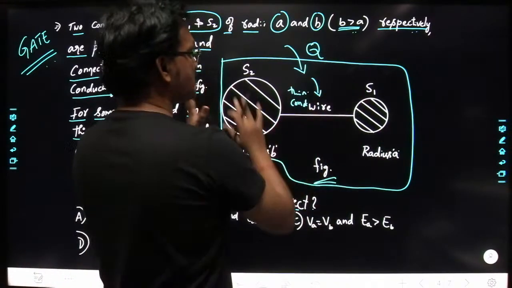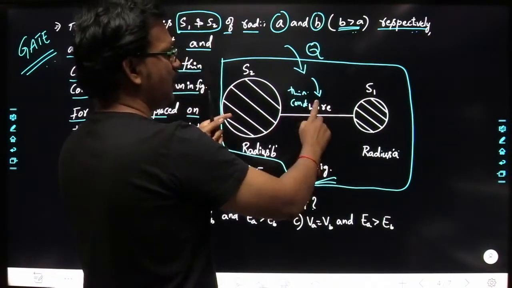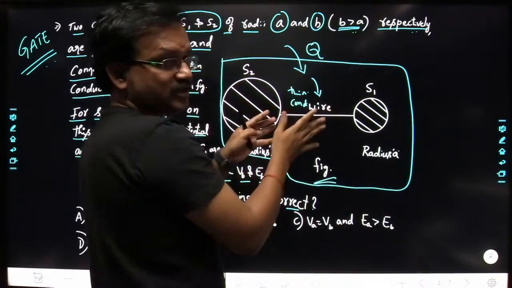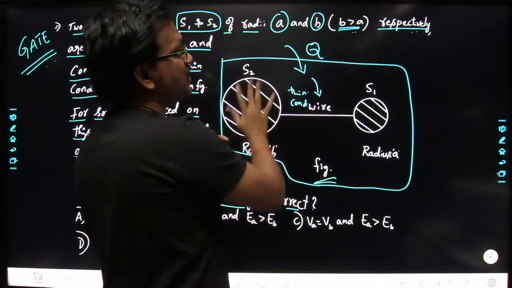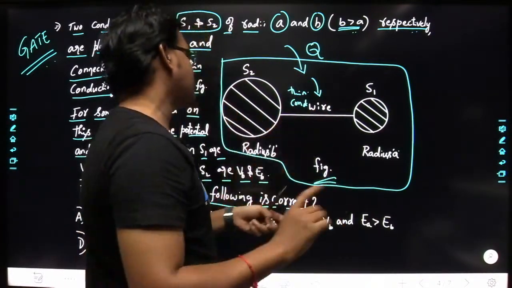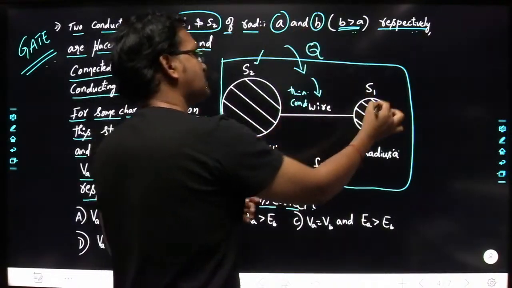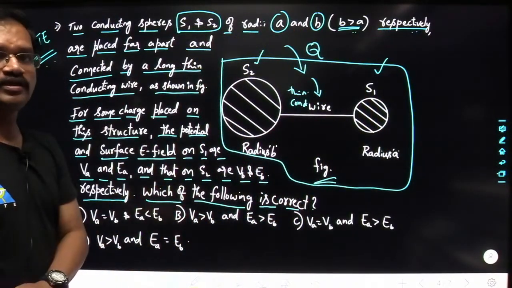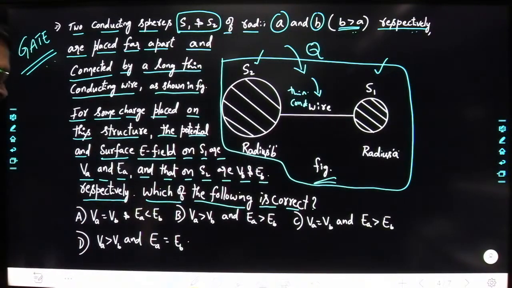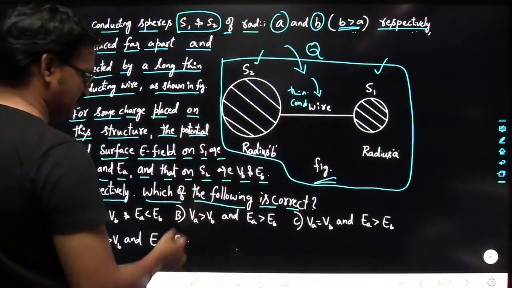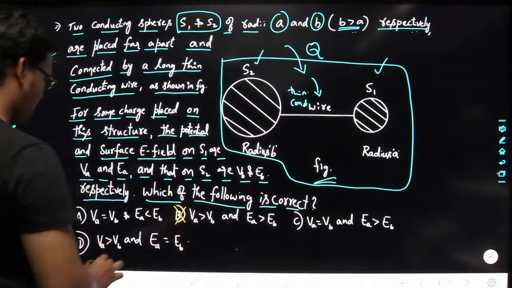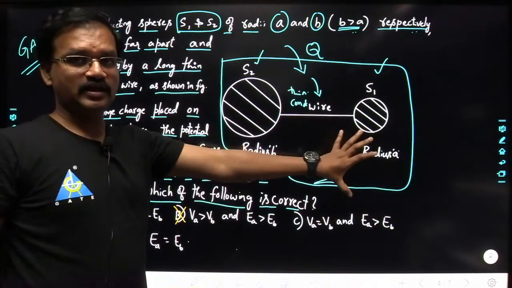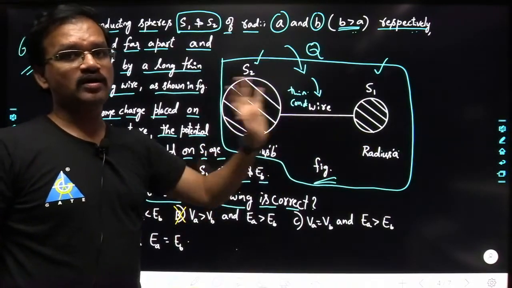Yes or no? This total system has become a single conducting material. Now if you supply charge to this single conducting material, the potential is going to rise, and the potential throughout this material must be the same. So the potential of S2 must be the same as the potential of S1. So VA must be equal to VB. That's what we can confirm. Because of that, option B and option D we can eliminate, because once it becomes a single conducting material, the potential must be the same throughout.